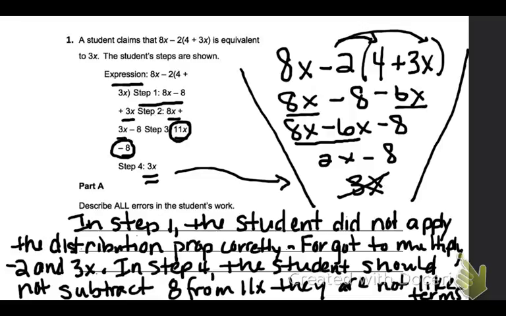And if you notice in my answer, I have used quite a bit of vocabulary, distribution property, like terms. I also made sure that I described when the steps happened. And it said all errors, so remember there is always a chance there's more than one. Okay, so the correct answer should be here. And I can't combine anymore.